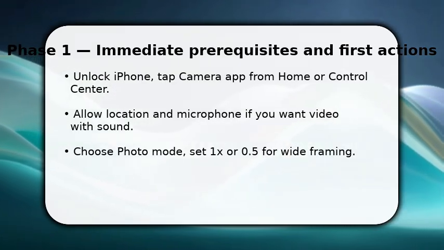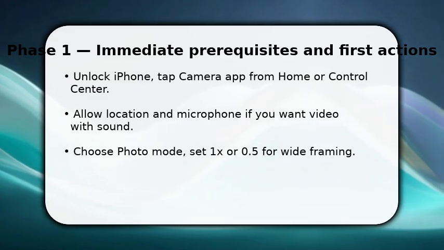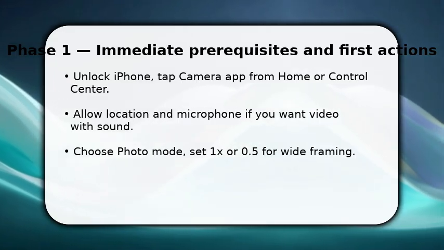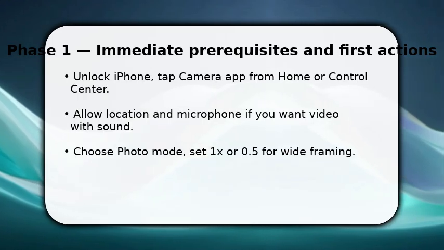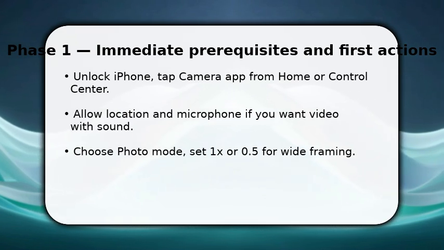Next, select photo mode and pick 1x or 0.5 for wide framing so you frame subjects correctly. Use the grid to align horizons and tap to set focus. Doing this early makes exposures consistent.